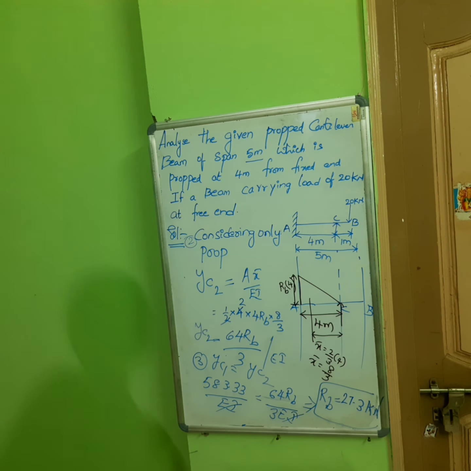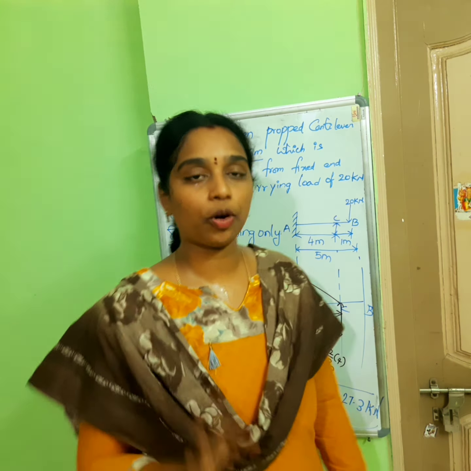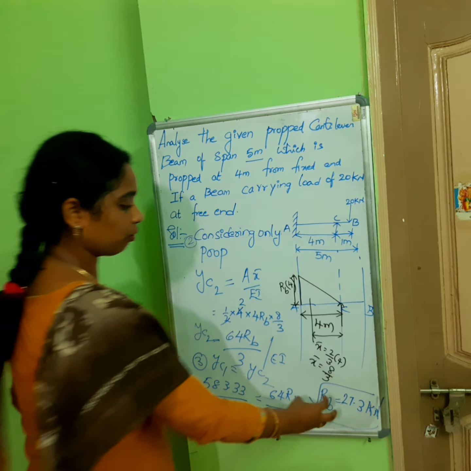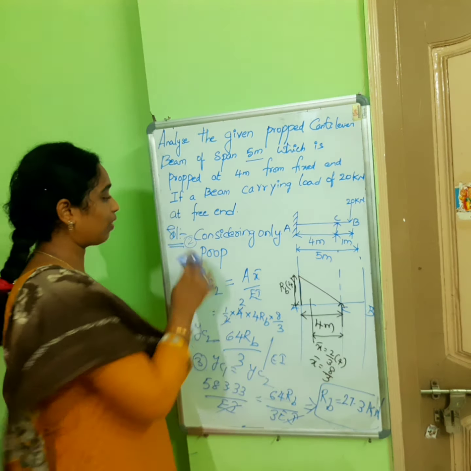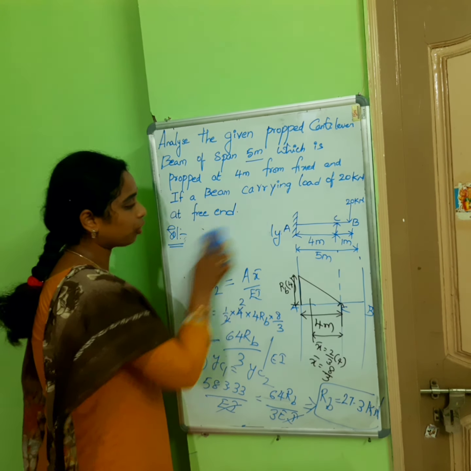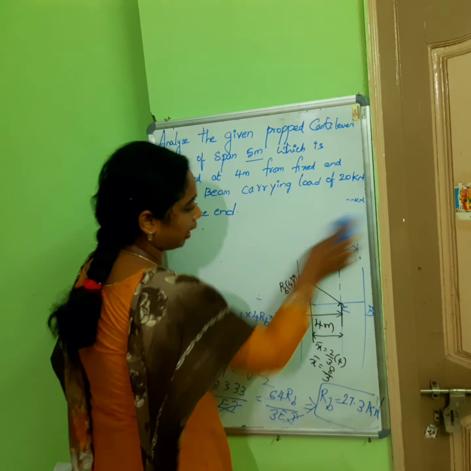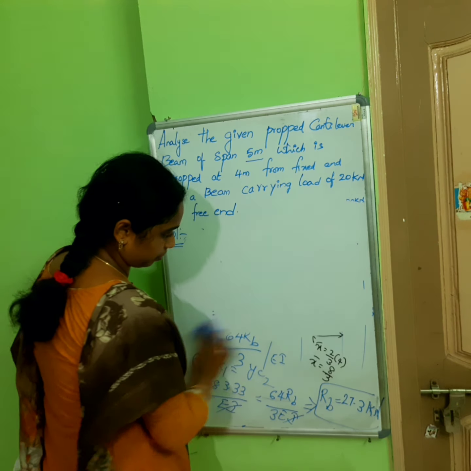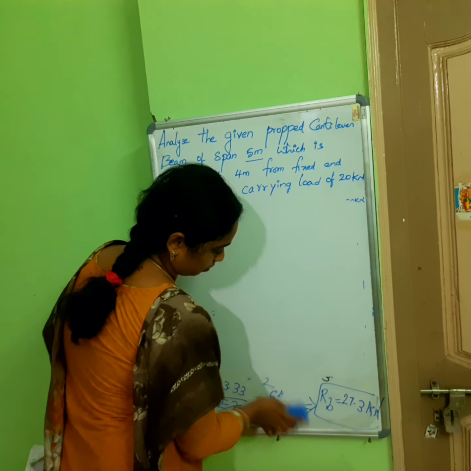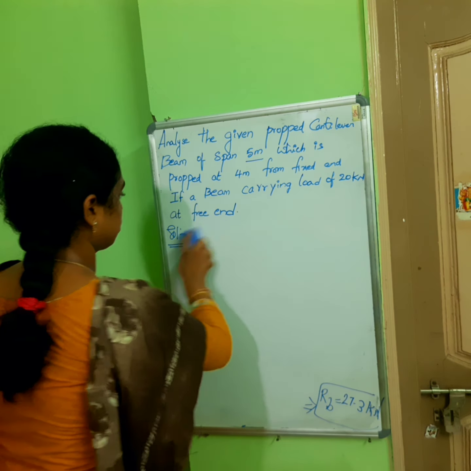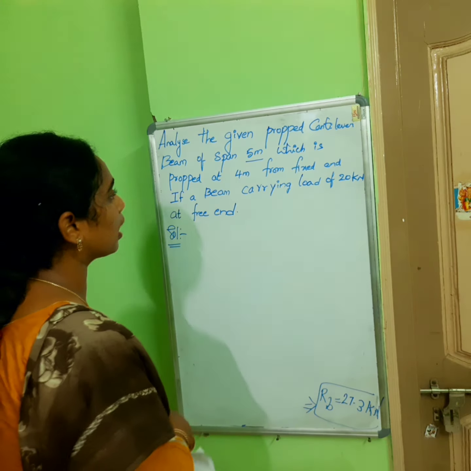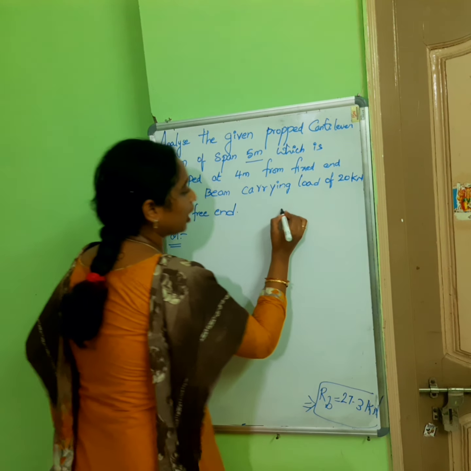Okay, up to now we have calculated the reactions. In the problem they have asked us to calculate the reaction, shear force and bending moment diagram. Here we have calculated the proper reaction. What are the remaining steps? They have asked us to calculate the shear force and bending moment diagrams. Before calculating the shear force and bending moment diagram, we need to calculate the reactions.